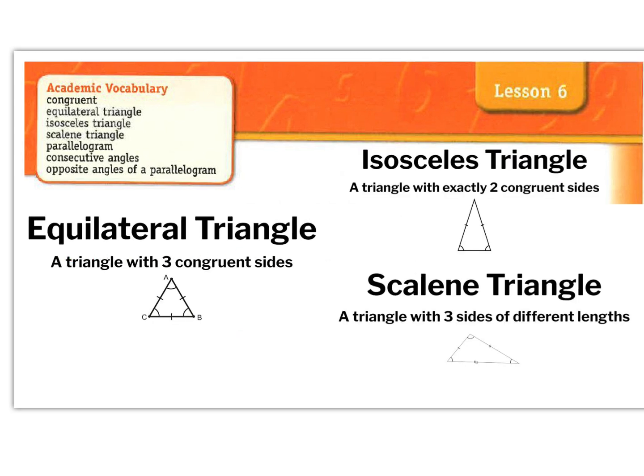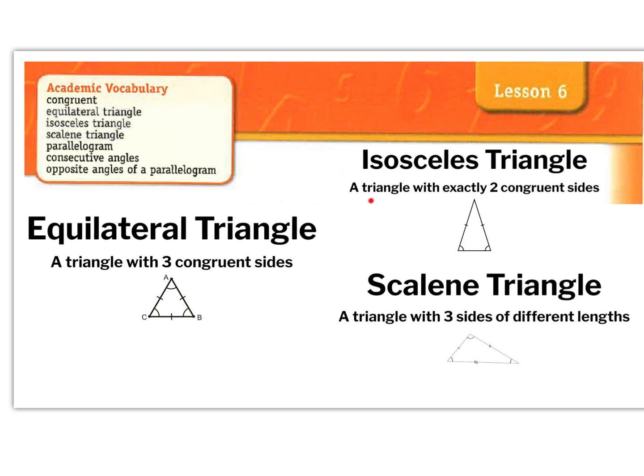The next are the triangles. Equilateral triangle. This is a triangle with 3 congruent sides. So all of those sides are congruent. They're exactly equal. See how they each have a little one line through it? That means that they are all equal. They are exactly the same. They are congruent.